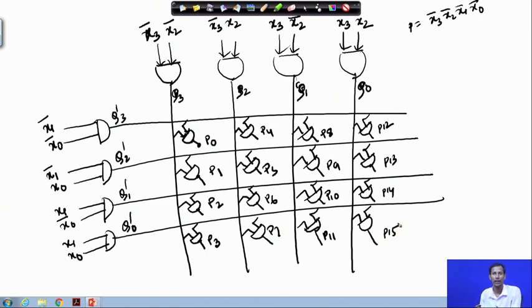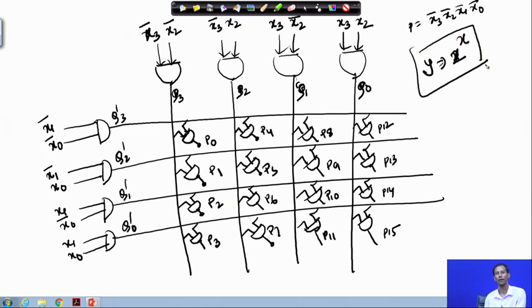That means, now if I implement this particular function, I can get the function implementation of y equals 2 to the power of x. Okay. So, this is the circuit for implementing 2 to the power x.